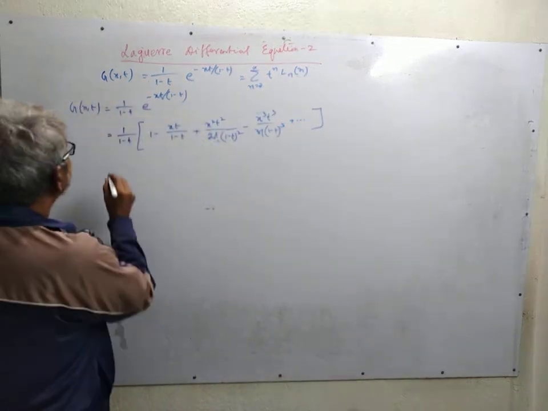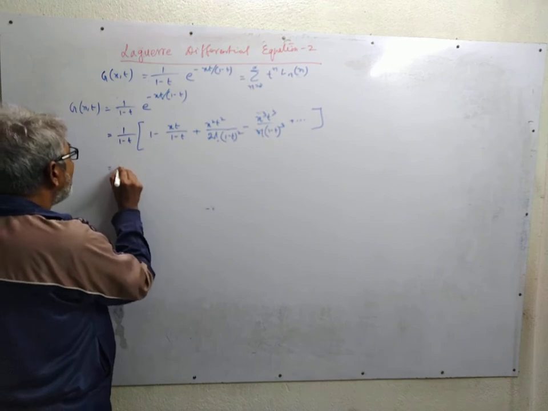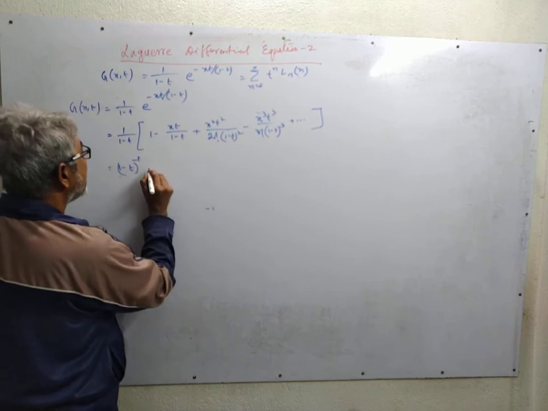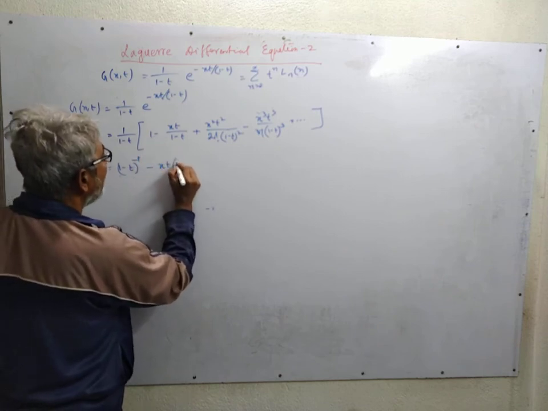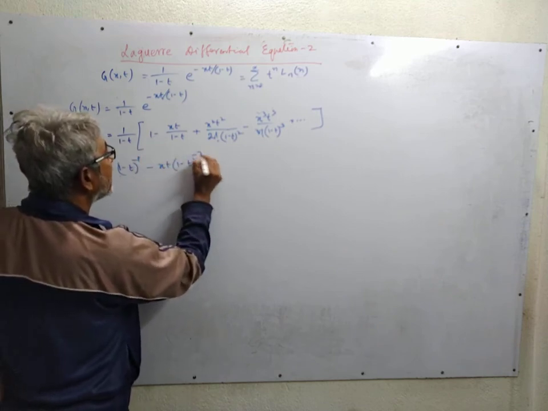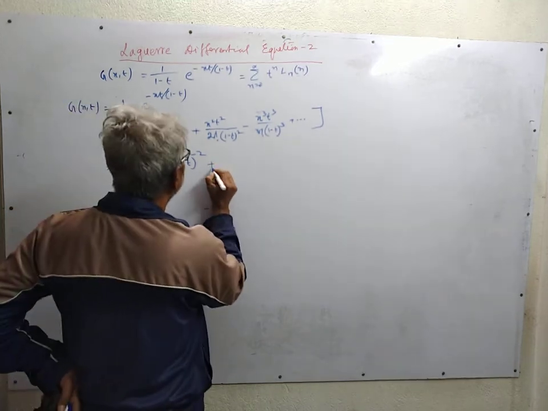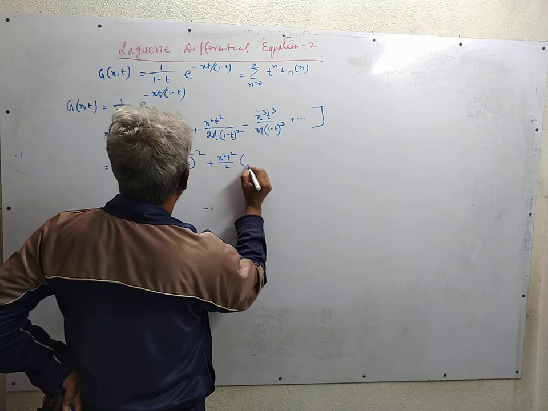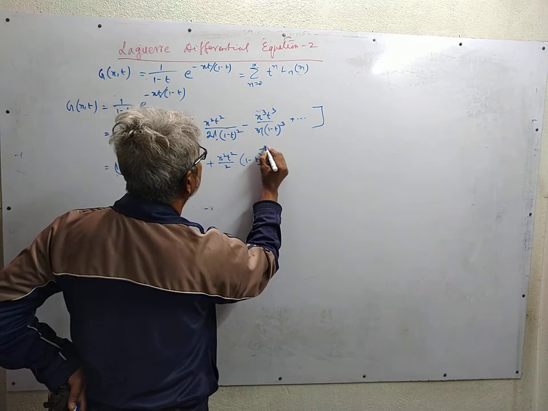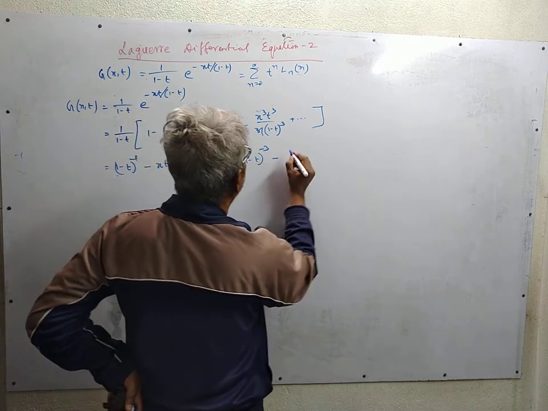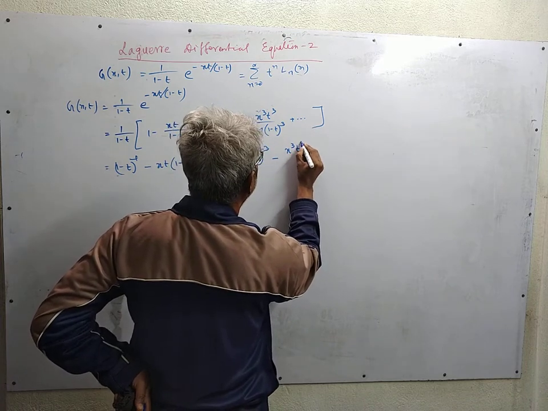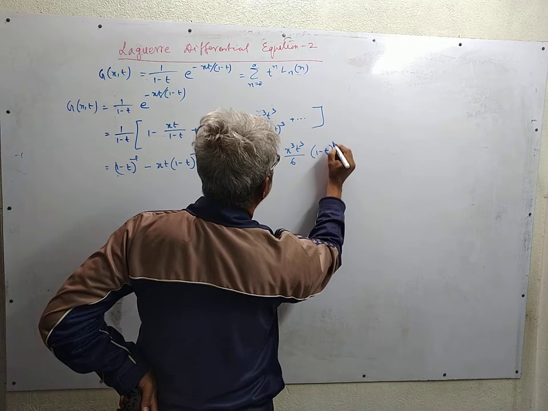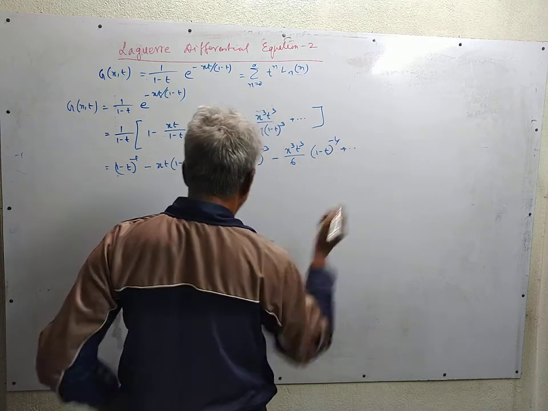We can write it as (1 minus t) to the power minus 1, this is the first term, minus xt (1 minus t) to the power minus 2, plus x square t square by 2 (1 minus t) to the power minus 3, minus x cube t cube by 6 (1 minus t) to the power minus 4, and other terms.